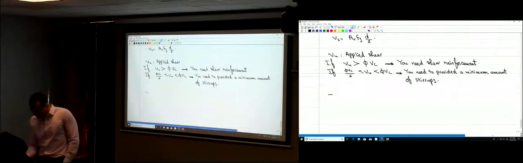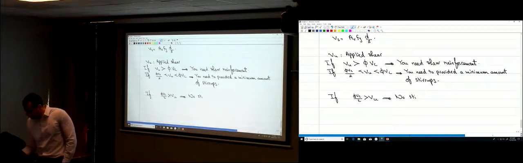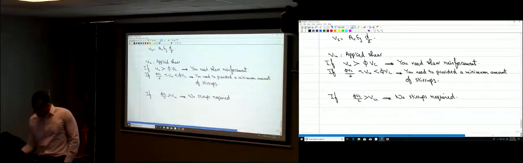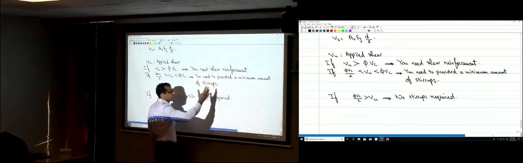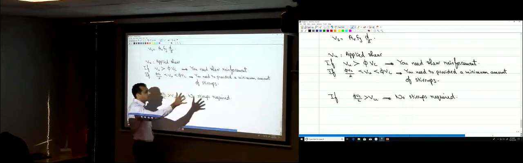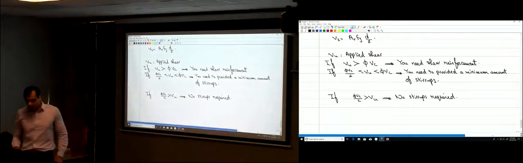Typically, the last thing is if V ultimate is larger than Vc divided by 2, so no stirrups required. So here, you don't actually need to provide shear, okay? The concrete is enough, but you need to provide some minimum amount of stirrups, okay? Just the ACI code requires this.